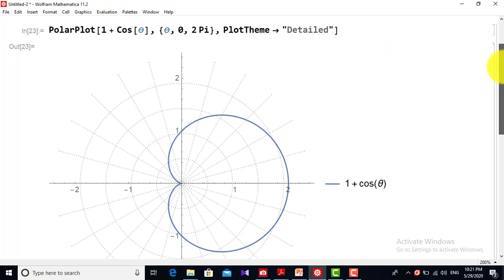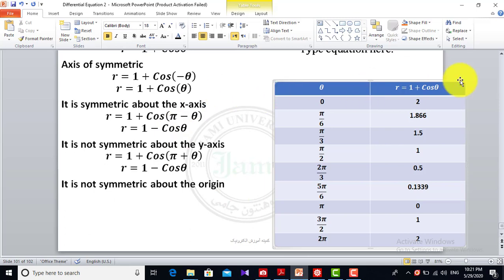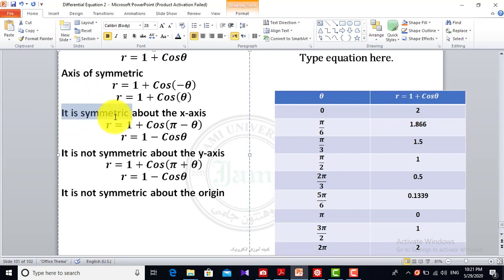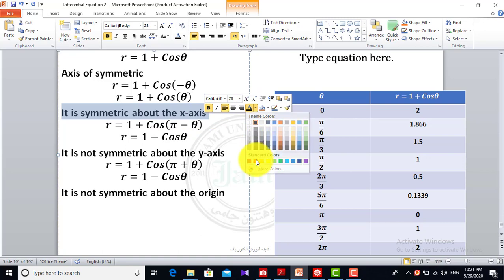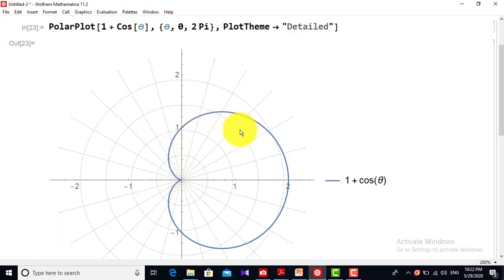So this is the general way that you can plot the polar graph in two stages. The first stage, you need to check the axis of symmetry. After checking the axis of symmetry, see what I have got: the graph is symmetric about the x-axis, which means the graph lies on the x-axis. If you see the resulting equation, the graph completely lies on the x-axis. It is neither symmetric about the y-axis nor symmetric about the origin.